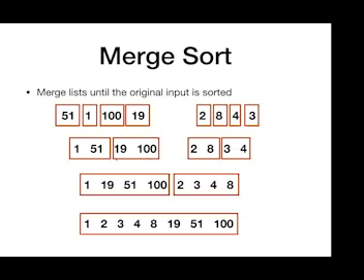Now we have lists of size 2. We want to merge these together. We're going to put the 1, the 19, 51, 100, and same thing over here. Merge these together and get back to our full list, and now it's completely sorted.